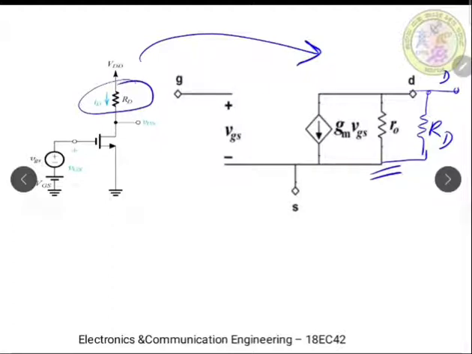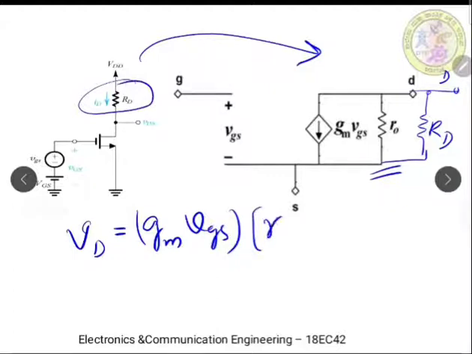first I am writing the output equation, that is instantaneous VD. So VD will be equal to current into resistance. Here current is nothing but GM into VGS. But now when it comes to resistance, we have to write that this R0 comes in parallel with the RD. R0 coming in parallel with the RD.